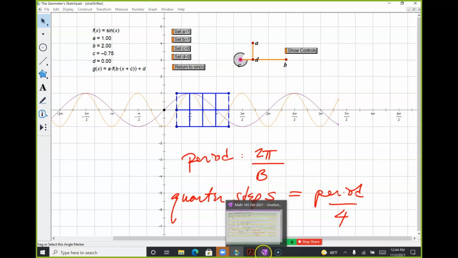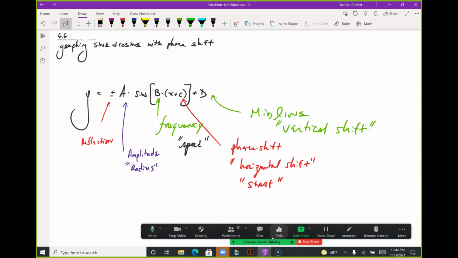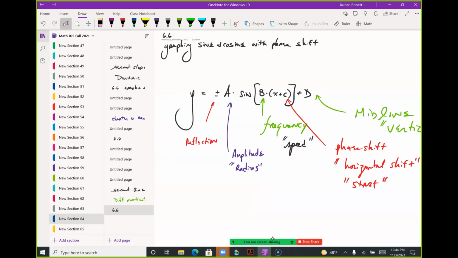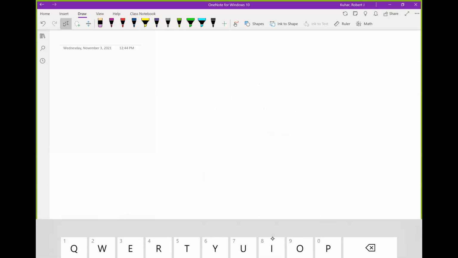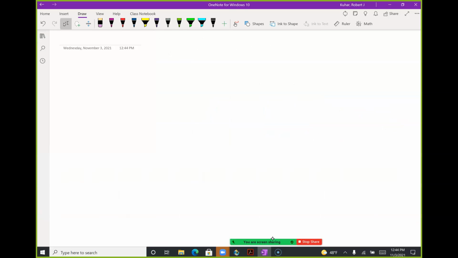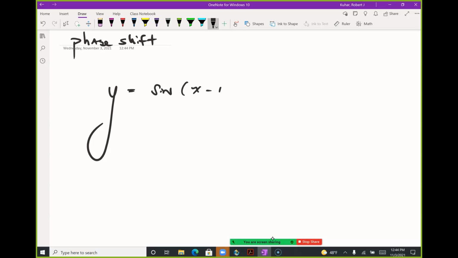So let's jump right into one that has just a phase shift. I think the amplitude is easy. I think the start is easy. I think the midline is easy. It's when I have a phase shift and a frequency change that it gets pretty tough. So let's just deal with the phase shift first. So something like y equals sine of x minus pi over 4, right?